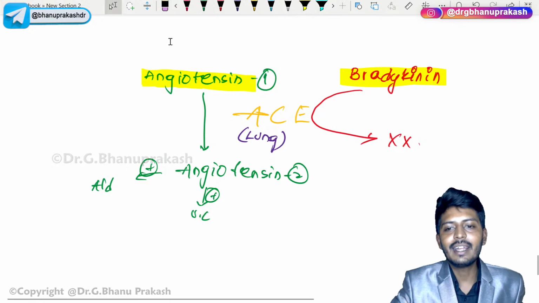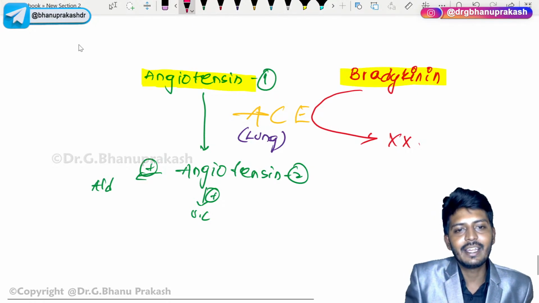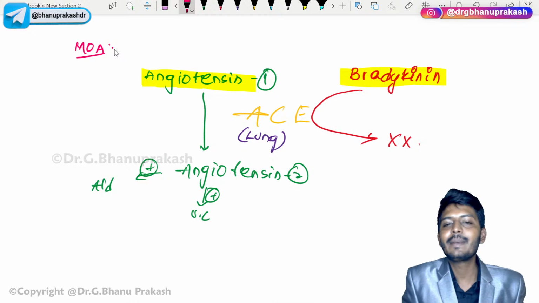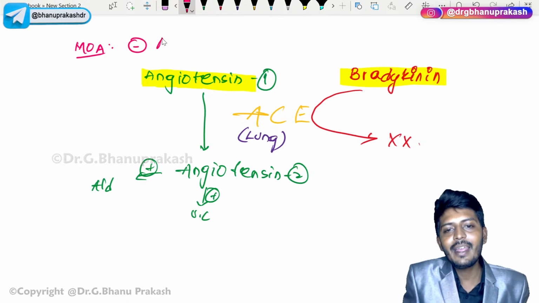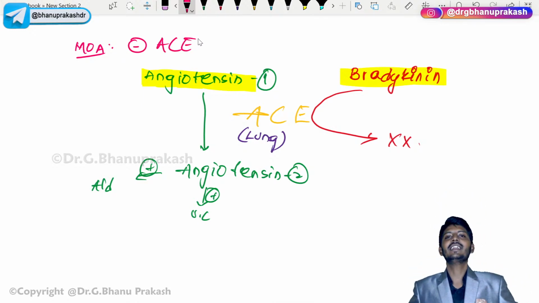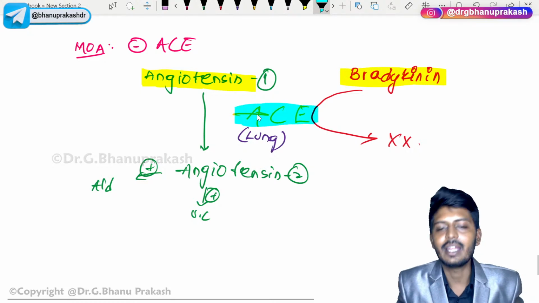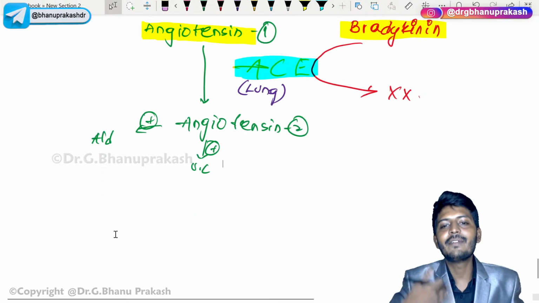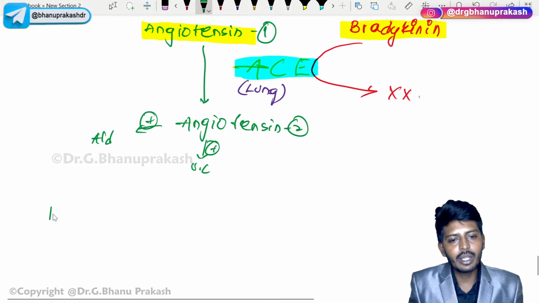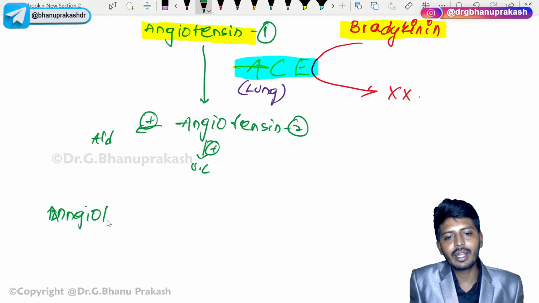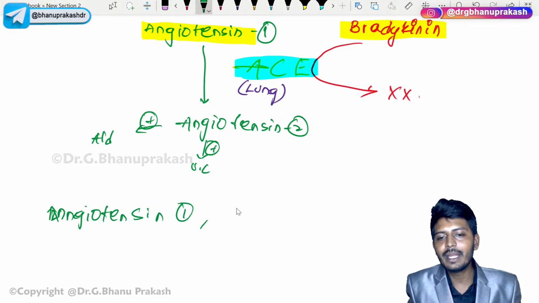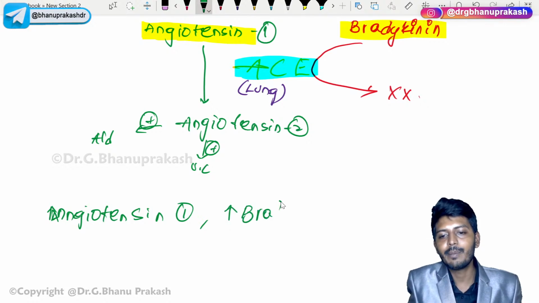Because of this, let's understand the mechanism of action of ACE inhibitor. Mechanism of action is very simple, my dear student. It will inhibit which enzyme? Yes, ACE, angiotensin converting enzyme. If angiotensin converting enzyme is inhibited, what will happen? Look at this. Yes, we have our ACE here. This ACE is not going to be there. If ACE is not there, automatically that will lead to increase of angiotensin 1 level, and also there will be increase of bradykinin.